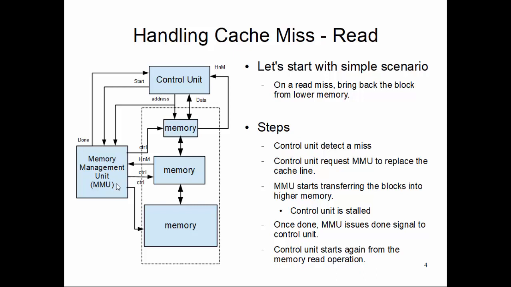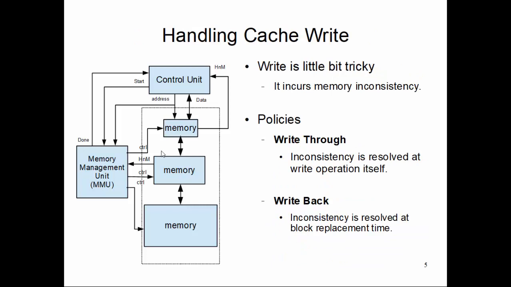Then the control unit is stalled. Once done, the MMU issues a done signal to the control unit. The control unit starts again from the memory read operation. So now it gets a hit, sure shot. But write is a little bit tricky.